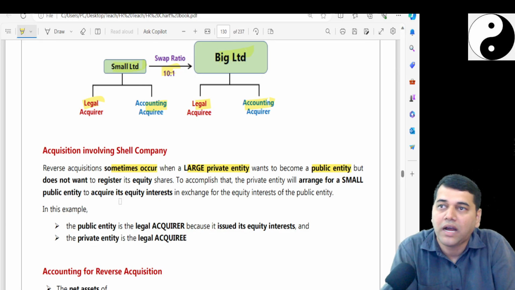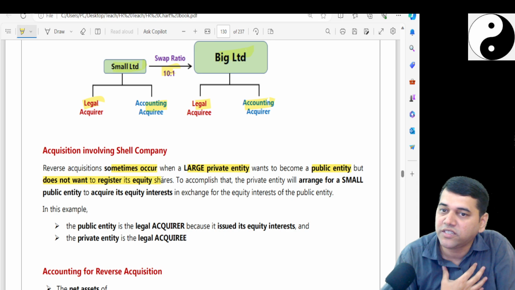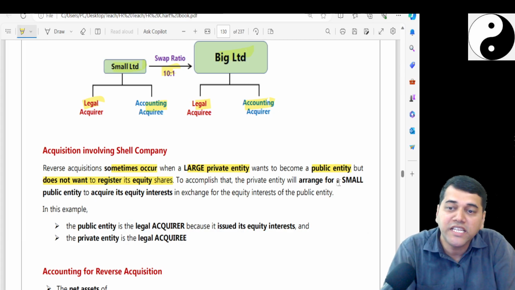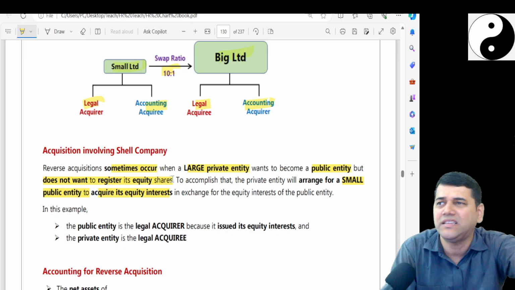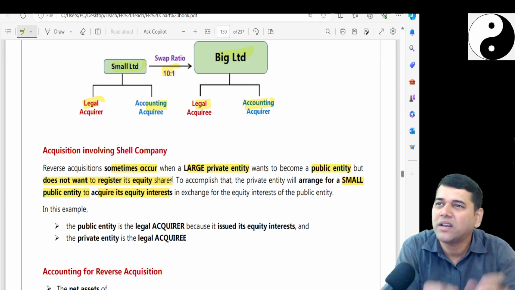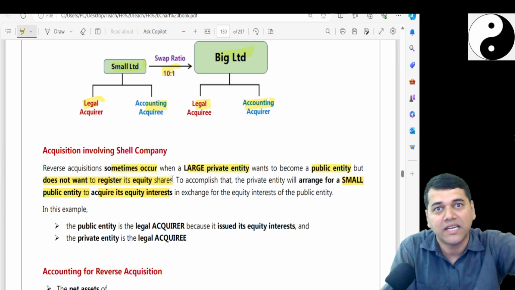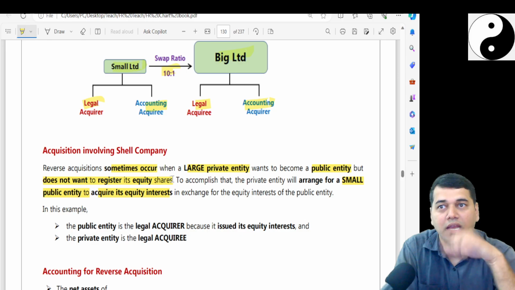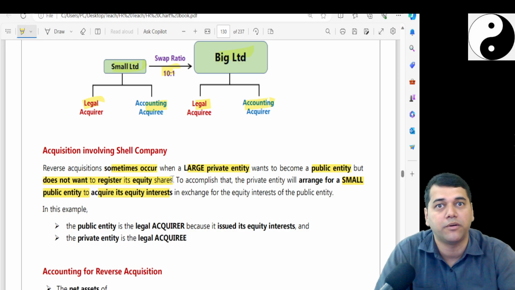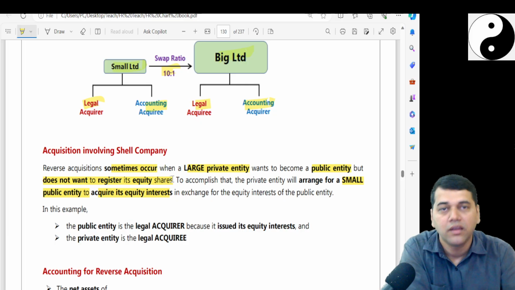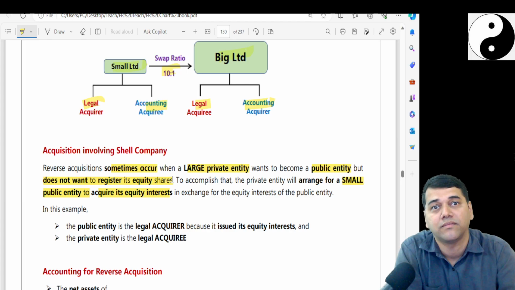So what can I do, if I don't want to list myself, who does not want to register its equity shares in public? They can get money from the public by arranging for a small public company to acquire its equity interest. We will see there are so many penny stock companies listed on the stock exchange just for namesake. Their shares are not traded only. What I will do, I will make that company acquire me and I will prepare one CFS. Now that company becomes very strong and powerful because it is the parent company. Now the parent company comes with an IPO or FPO. It will collect money from the general public and hand it over to the private subsidiary. Interest-free loan.